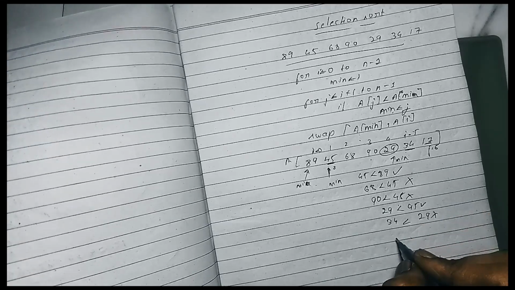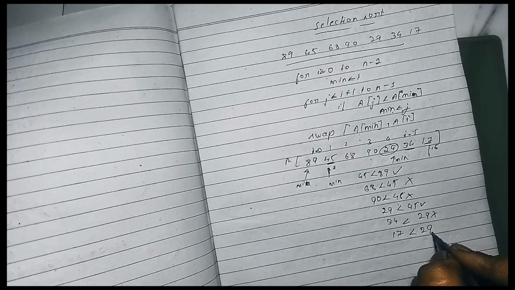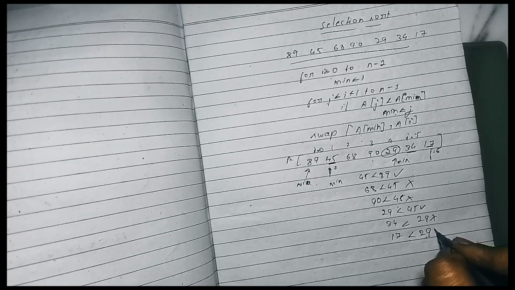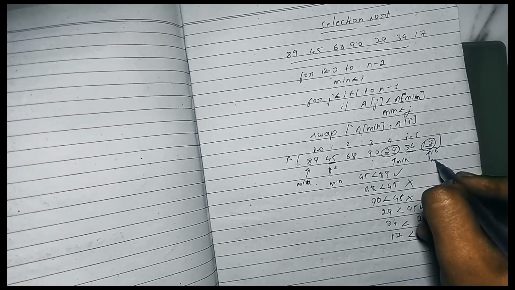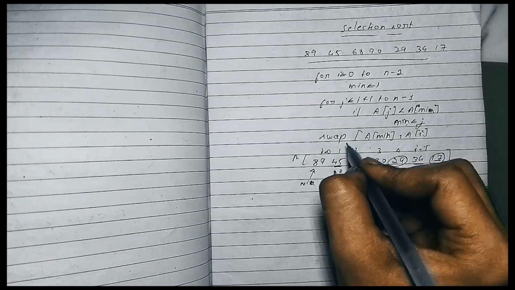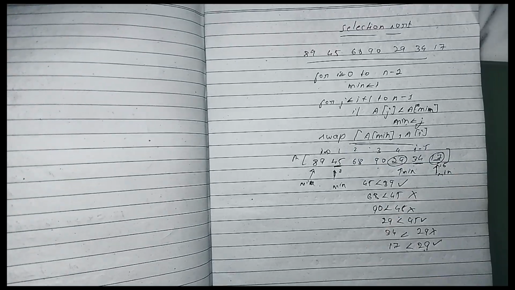Then j will be incremented to 17, whether 17 is lesser than the updated minimum 29. 17 is lesser than 29. This is true, so now the minimum will become A[j]. This one will become the minimum now. Then this condition will be executed: we will swap A[min] with A[i]. Then the positions of 17 and 89 will be swapped.